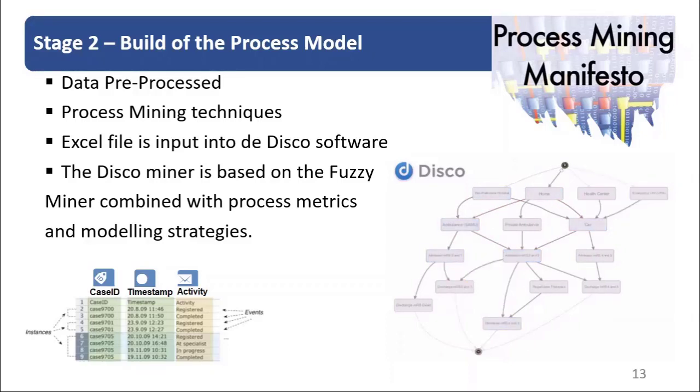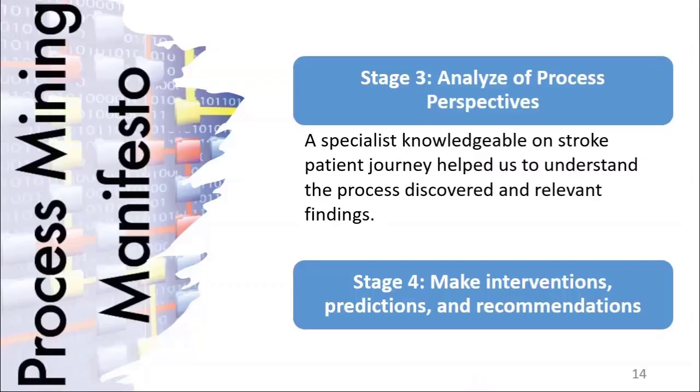An Excel file is input into the DISCO software, enabling the configuration of which columns are assigned to case ID, timestamps, and activity names. The DISCO miner combined fuzzy miner with process metrics and modeling strategies. Other process perspectives were analyzed in Stage 3, such as timestamps and resources. In this phase, a specialist knowledgeable on the stroke patient journey helped us understand the processes discovered and relevant findings.